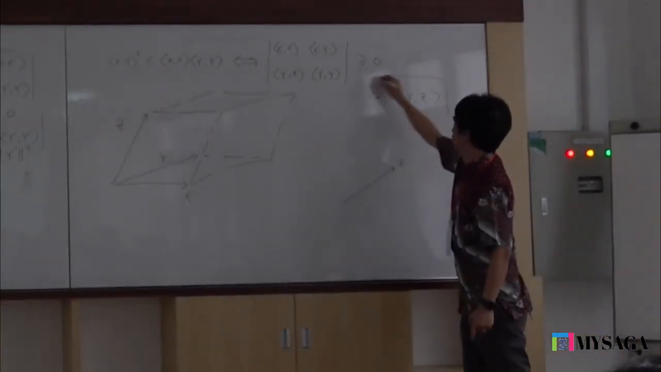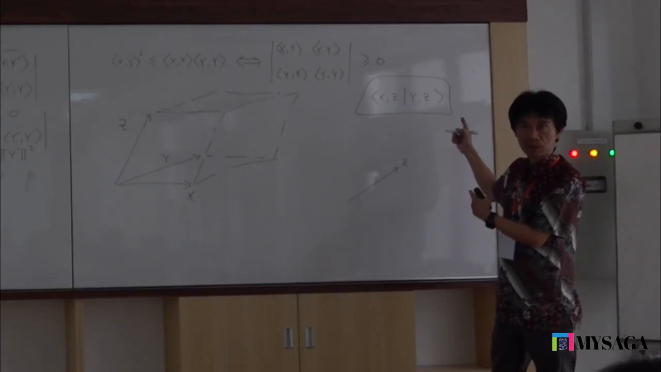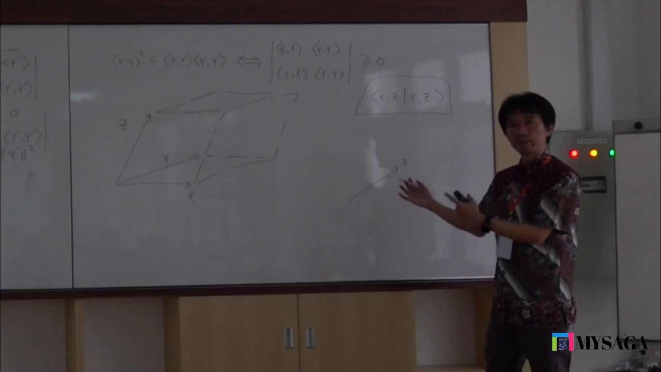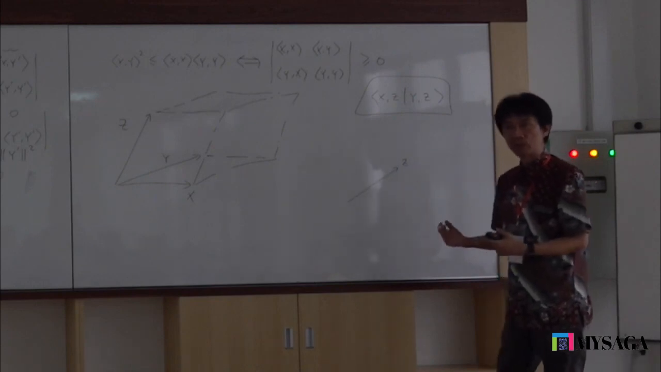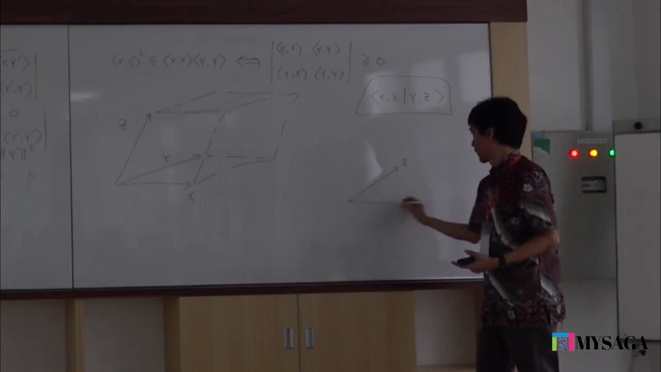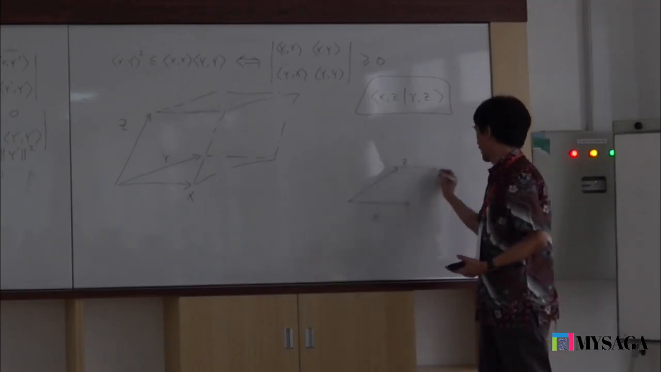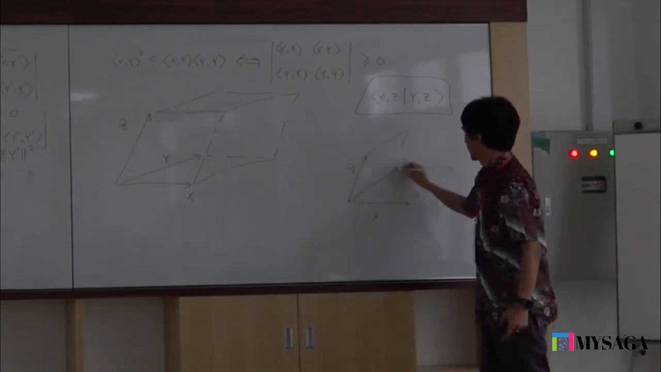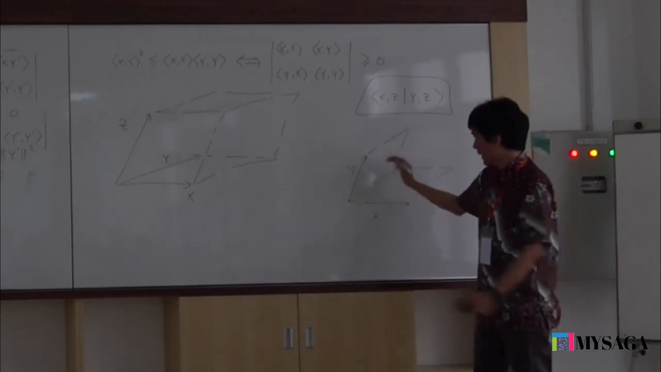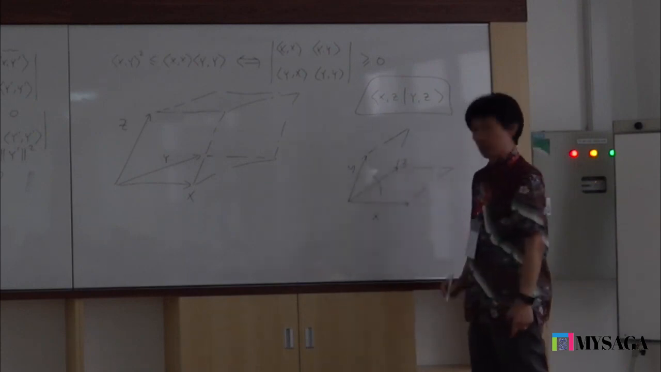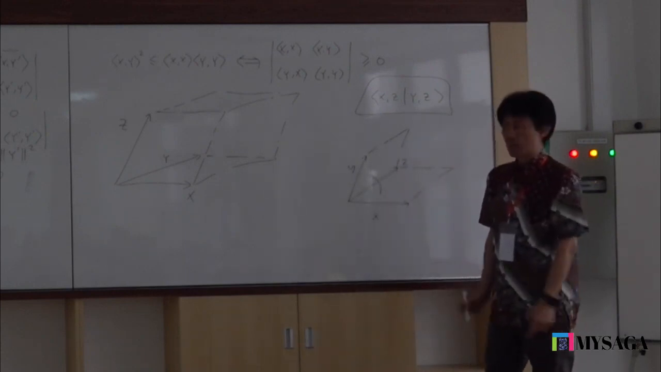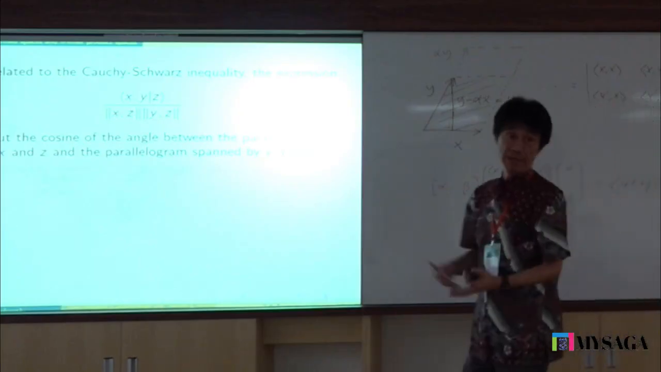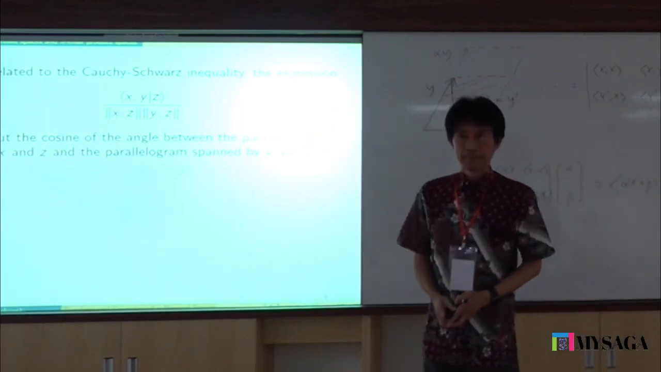If you remember, I offer an alternative notation. So z is like common or intersection between two parallelograms. So I have x and z, I have a parallelogram here, and I have y, I have also a parallelogram there. Now the angle between these two parallelograms is actually that. The cosine of the angle is this. Okay?